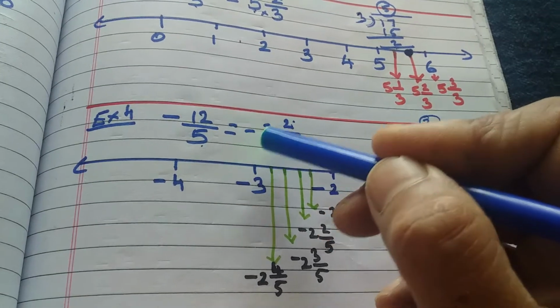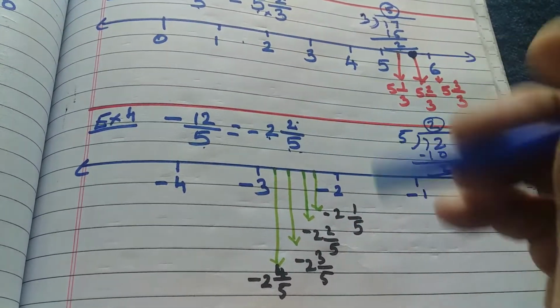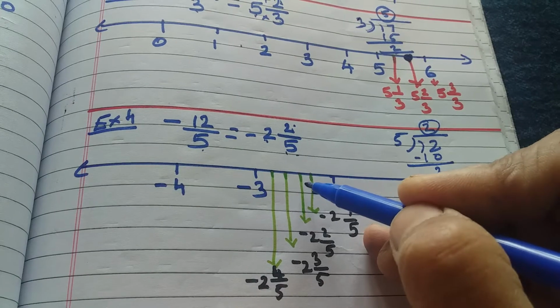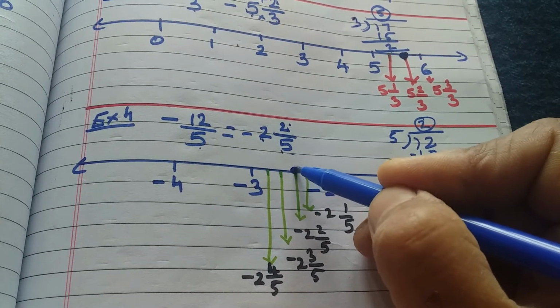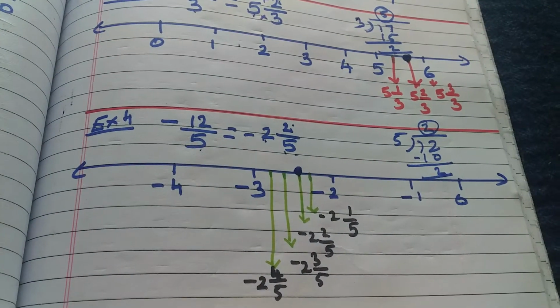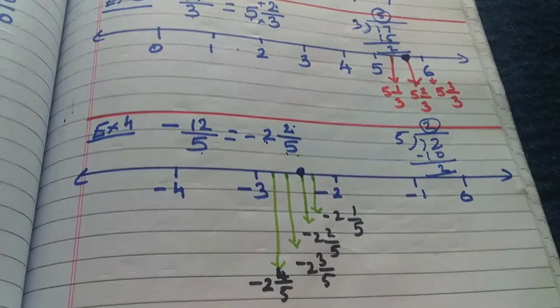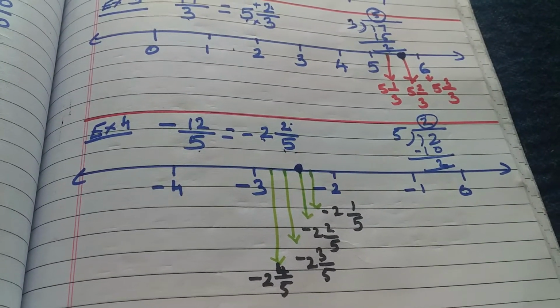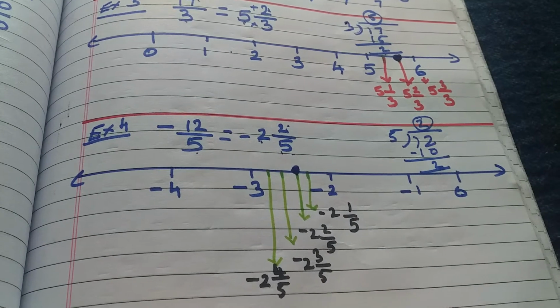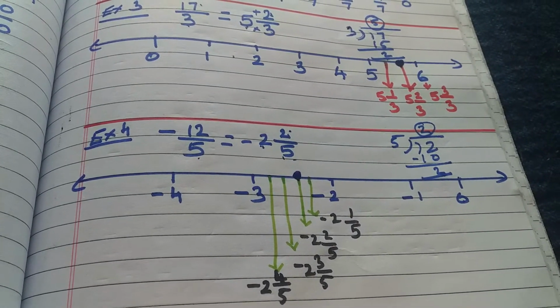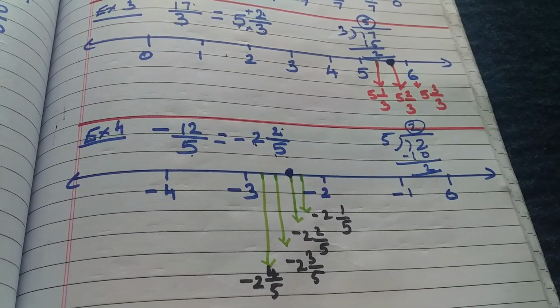That is only minus 3. Now what do we need to mark? Minus 2, 2 by 5. So this is the point which we need to mark. So this is how we mark proper fractions and improper fractions, or with that I mean rational numbers, positive rational numbers and negative rational numbers on the number line.